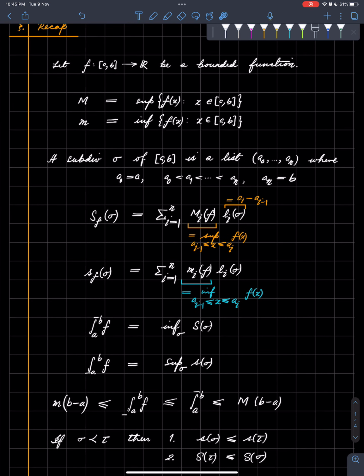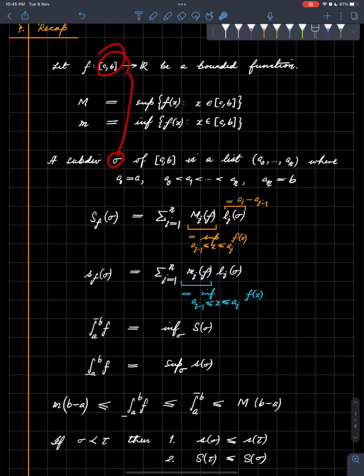Once you have a subdivision sigma of the domain of f, we define the upper sum of f corresponding to sigma by this recipe. We have these two things in the summation. What is this? This is the supremum of f over the ith part of the subdivision.